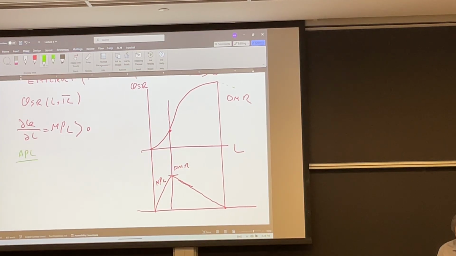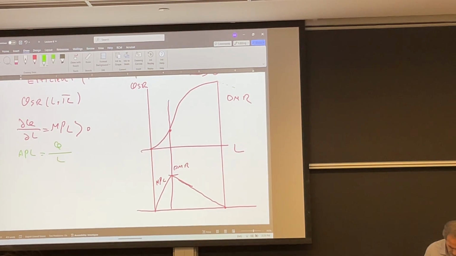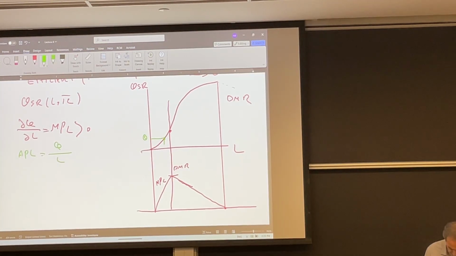APL is average product of labor, which is Q divided by L. You want to graph APL there, how does it look like? Say that's the point. That's the amount produced. That's the labor used for it. How do you find the average product of labor there?